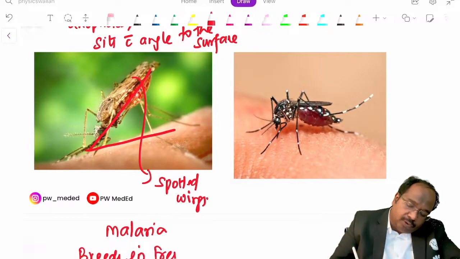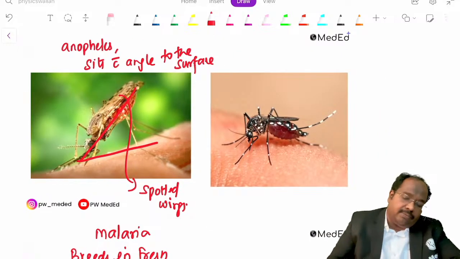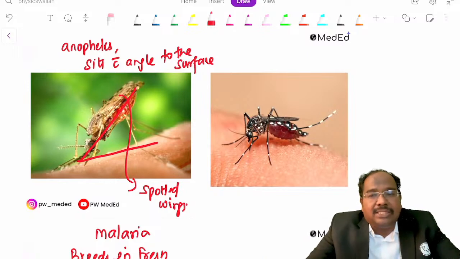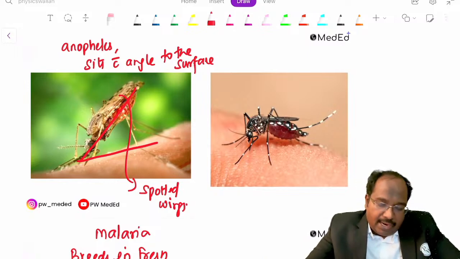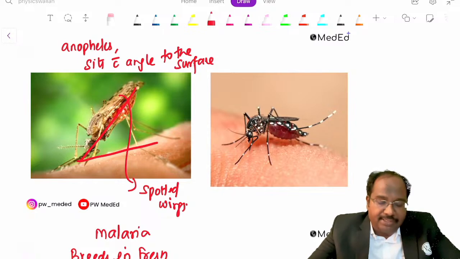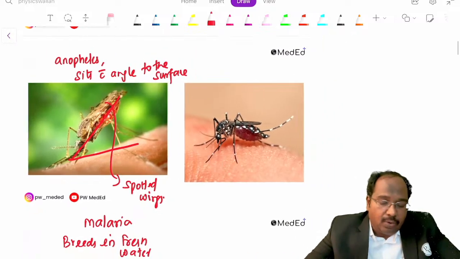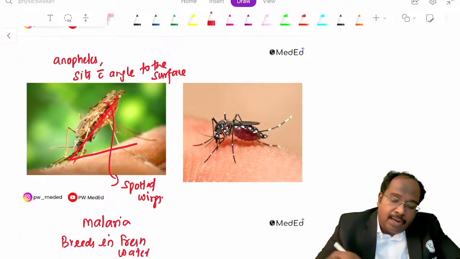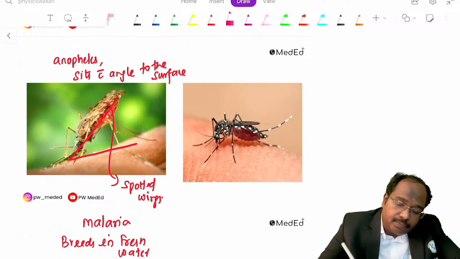It breeds in fresh water. It sits with an angle to the surface, its wings are spotted, and it breeds in fresh water. Okay, malaria. And what about the other one?